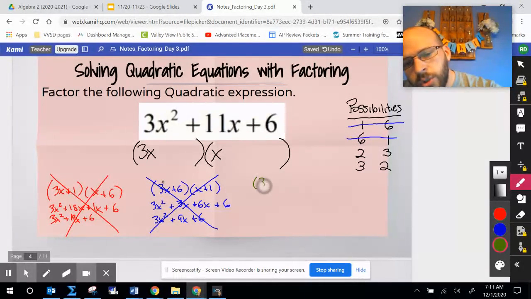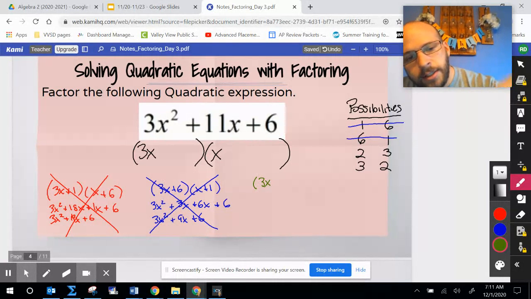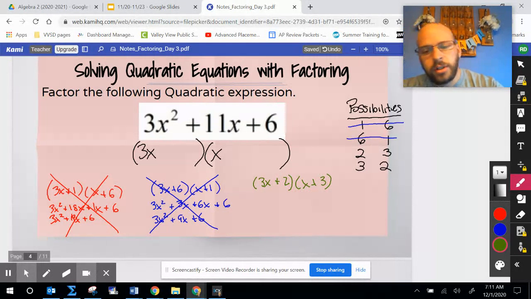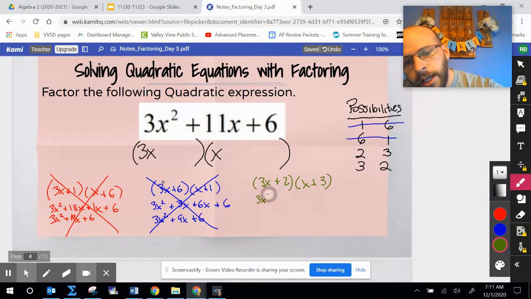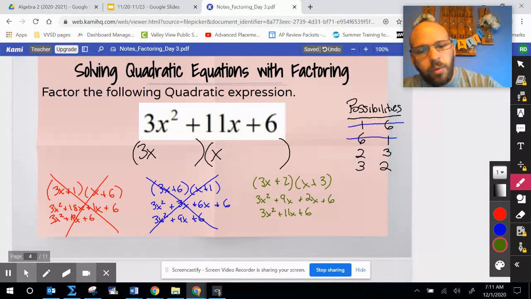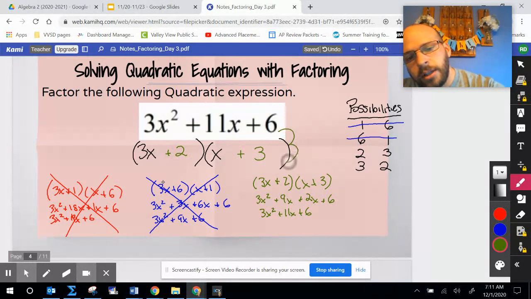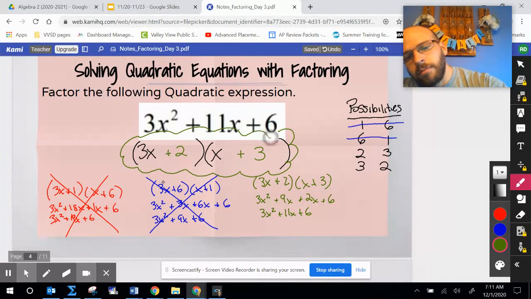So I want to figure out which one is going to be the correct set of numbers here. So 3x plus 2, x plus 3. So I'm trying the 2 and the 3 now. Okay, so 3x times x is a 3x squared. 3x times 3 is a 9x. 2 times x is a 2x, and 2 times 3 is a 6. So I get a 3x squared plus 11x plus 6. That is what I want. So I'm going to say 3x plus 2 and x plus 3. That is my factored form.